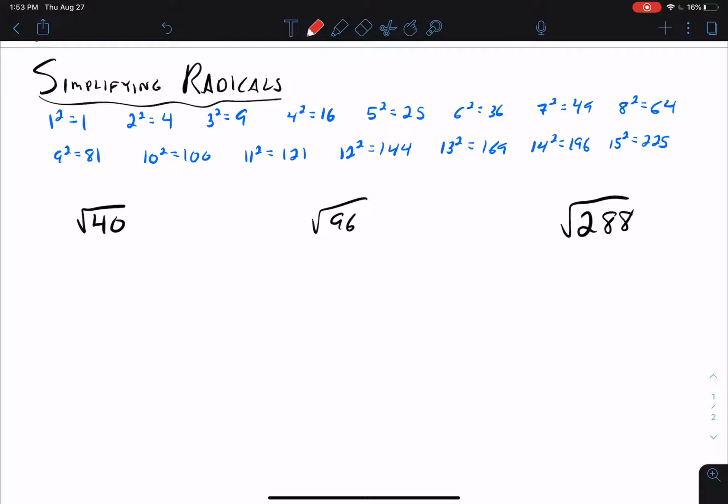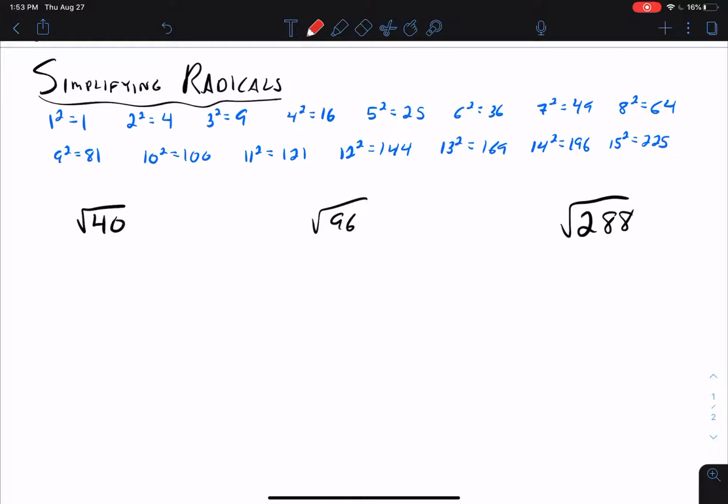And something that's going to be really important to help us is knowing our perfect squares, 1 through 15. We should know those. We should know the squares of all of those numbers. All right, so 7 squared, boom, we should know 49. 11 squared, boom, we should know 121. Okay, so let's talk about this process of simplifying a radical.